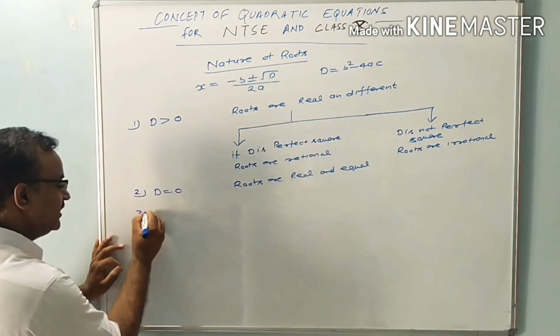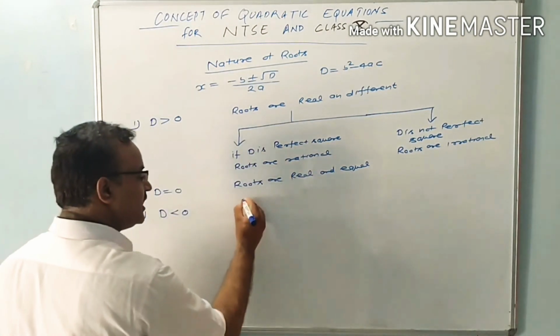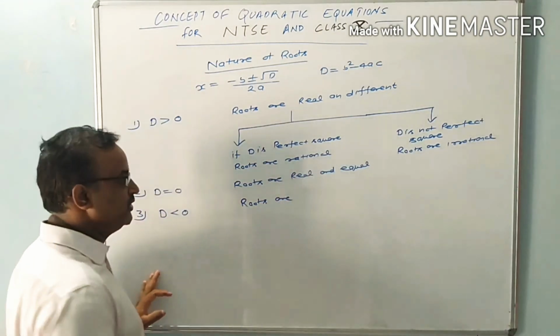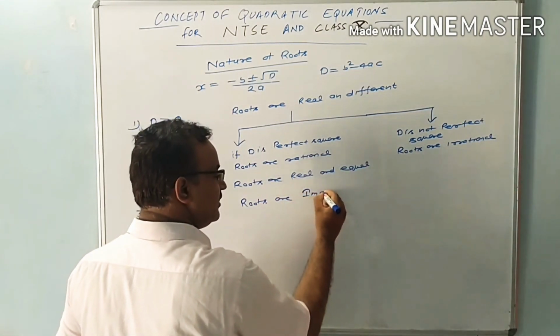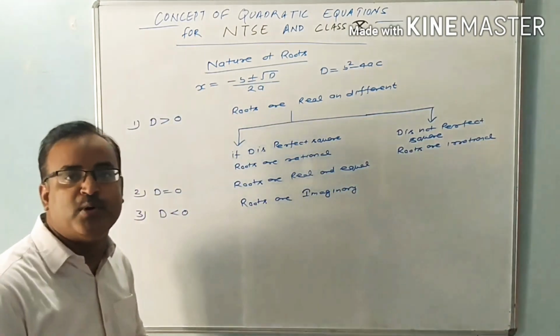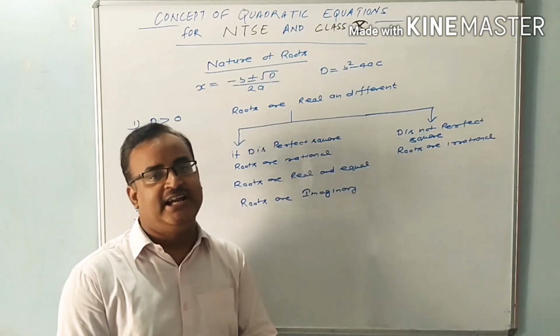Next, the third one is very important. If the value of d is less than 0, then roots are not real, meaning imaginary. Roots are imaginary. This is the nature of roots. This is a very important topic of class 10th as well as NTSE examination.